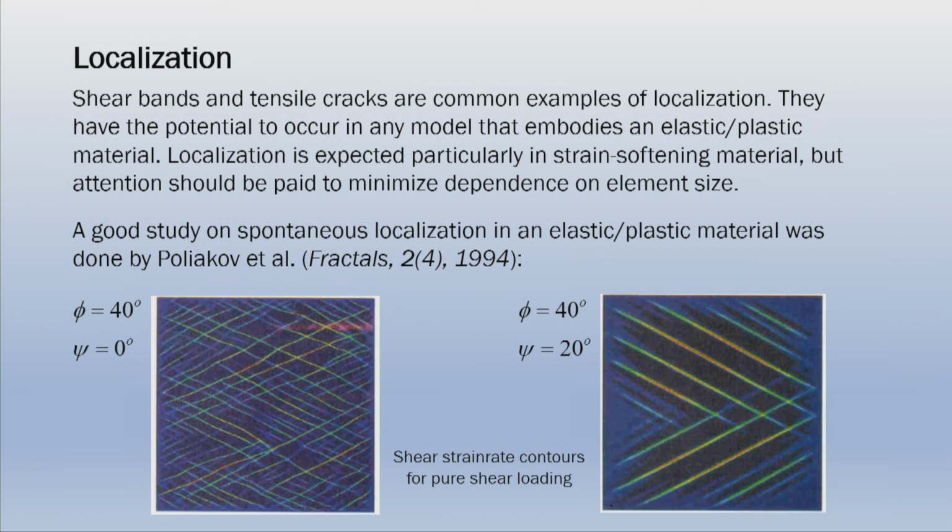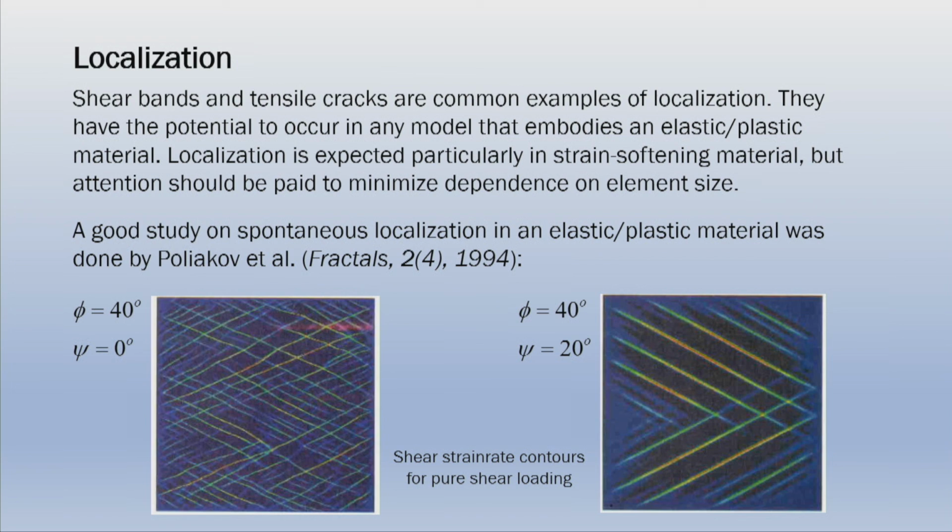The next topic that people have some problems with is localization. Shear bands and tensile cracks are pretty common examples in geomechanics. And shear bands have a potential to occur in any model that embodies an elastoplastic material. It doesn't even have to be softening, but if we do have softening material, you should pay attention to how to minimize the dependence on element size. And there are lots of papers on this, particularly in the code manuals.